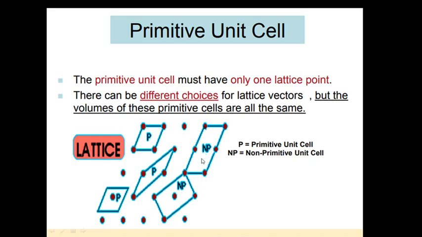Similarly over here, the 4 corners each contribute 1/4, and these are side points, so the contribution is 1/2. So 1/2 plus 1/2 becomes 1, and the 4 corners, 1/4 into 4, is also 1. So in all there are 2 lattice points involved in this, and therefore it is more than 1. So it's again a non-primitive unit cell.